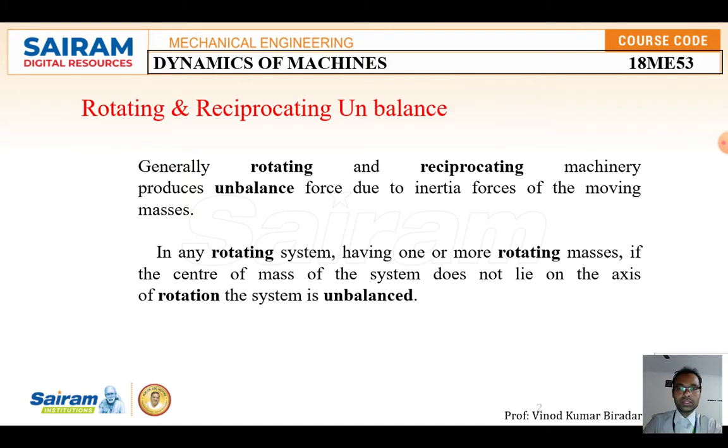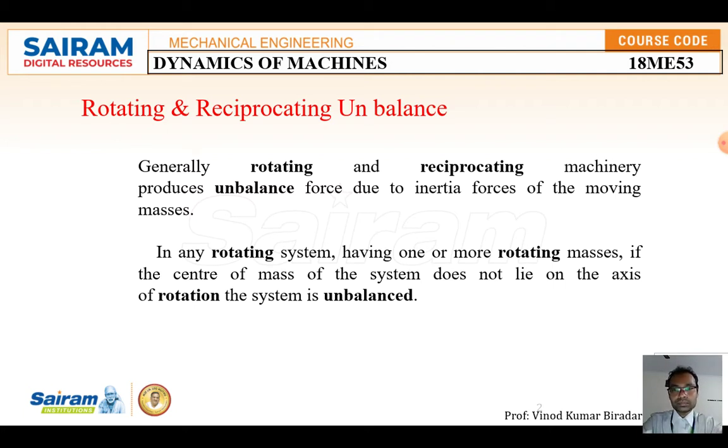Here there are two topics, rotating and reciprocating unbalance, and this topic is also most important from the point of view of examination. They may ask you to write a note on rotating unbalance and reciprocating unbalance. Compared to both, rotating unbalance is very important. We already studied the concept in module 2, what rotating balancing and reciprocating balancing are.